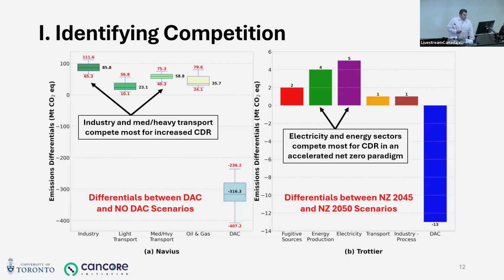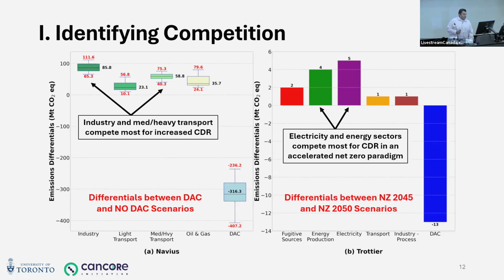So, our first step was to identify how sectoral emissions respond to added CDR deployment, i.e., which sectors decarbonize the least when CDR capacity expands. To do this, we grouped scenarios by extremes of CDR deployment. So you have high versus low, or on versus off in the case of Navius, and then compared sectoral emissions between those extremes under the condition that all scenarios, whether high or low, still reach net zero.